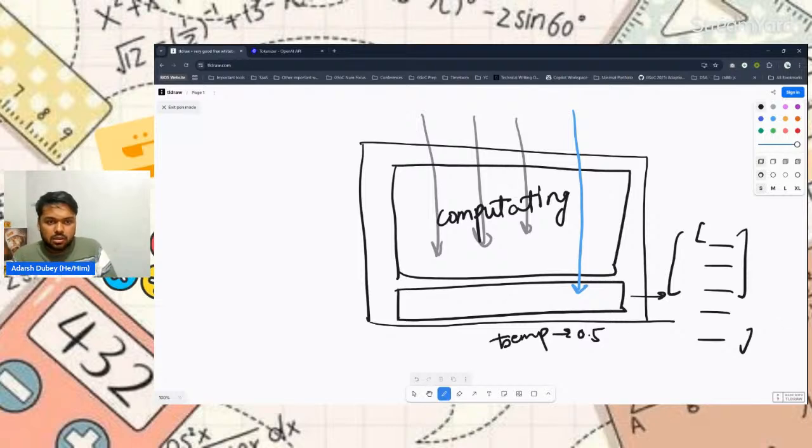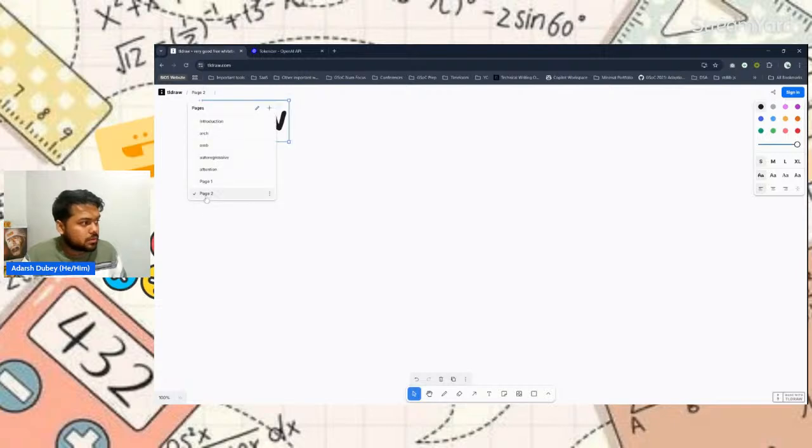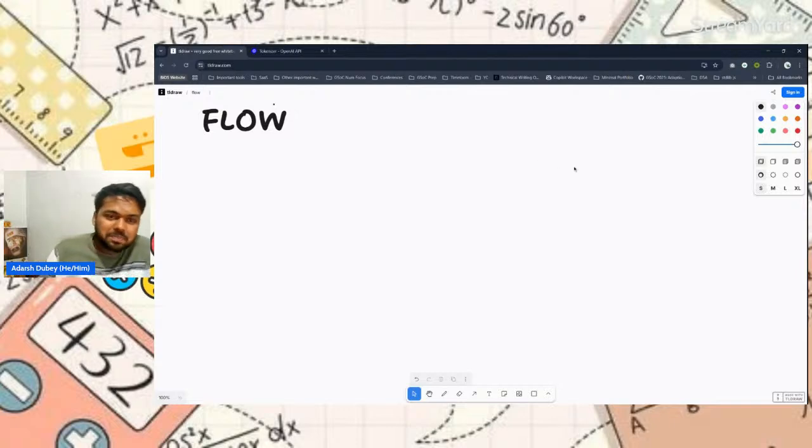Okay, now we are already at 1-3, and now I will talk about the proper flow of the transformers, and this will be the last concept. It will take around 15-20 minutes. Cool. So yeah, let's talk about the flow. Okay, cool. So let's start.